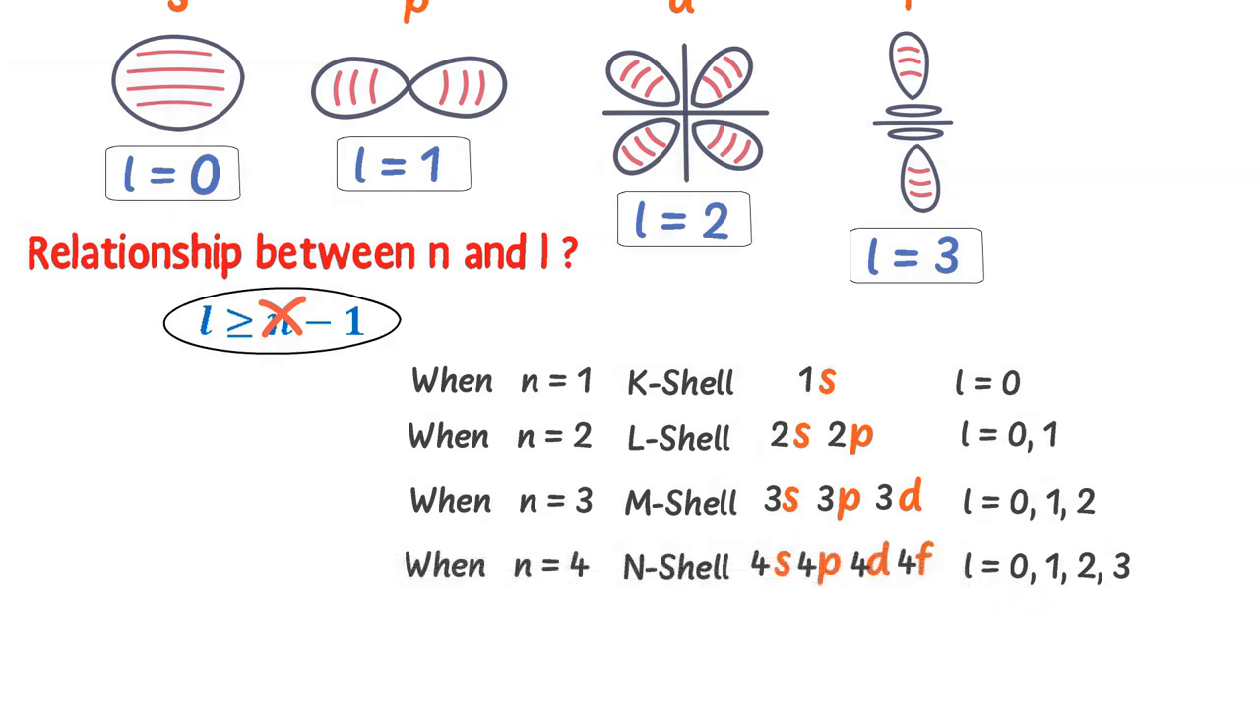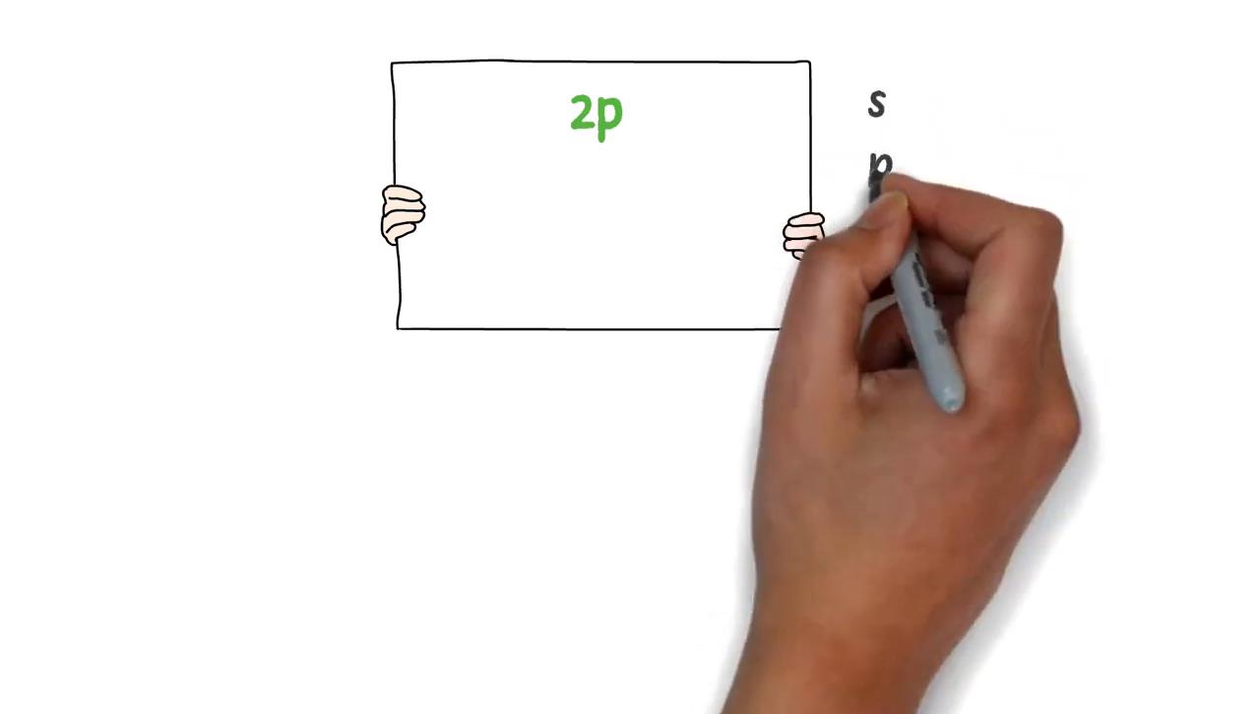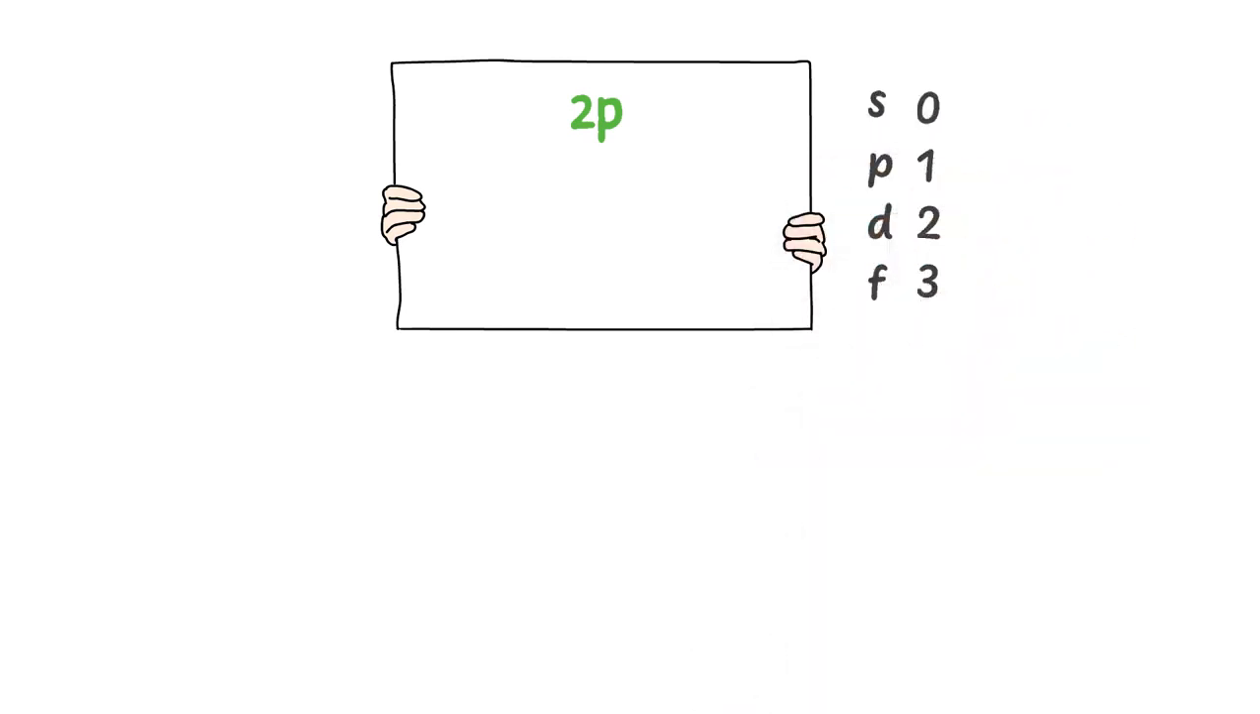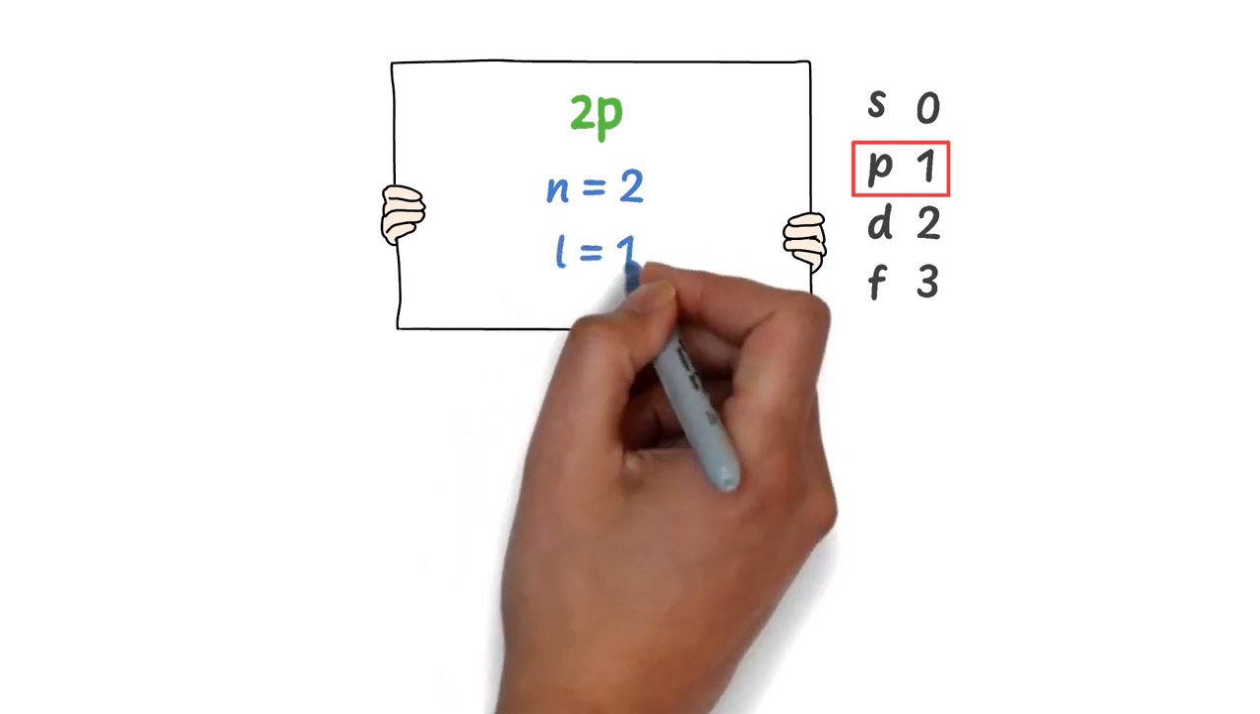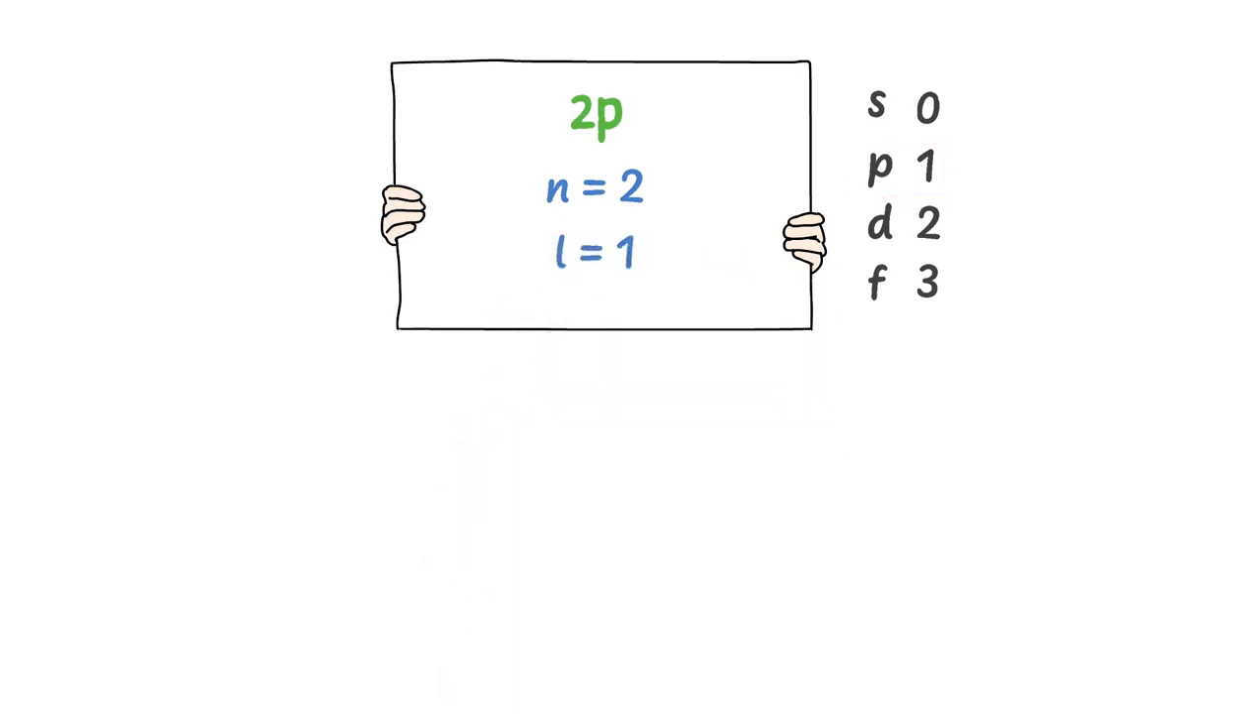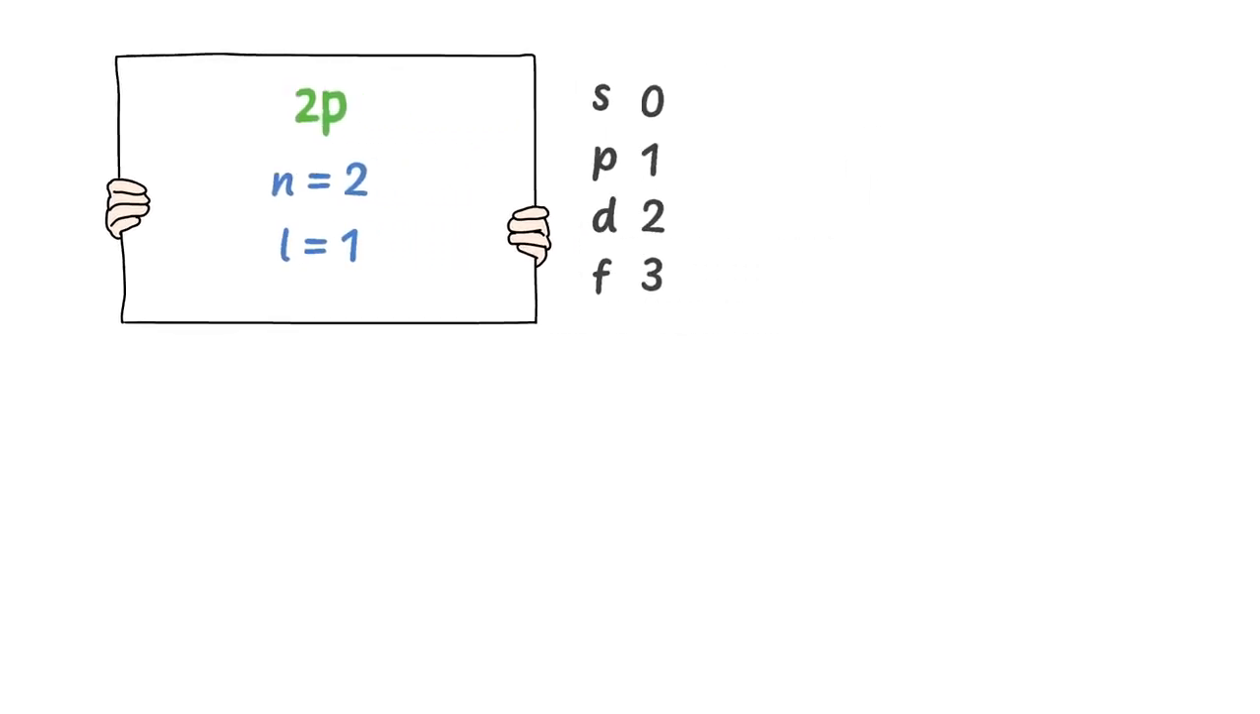Now how can you use this trick in any exam to find the values of n and l? For example, consider 2p. Well, always write s, p, d, f and 0, 1, 2, 3 at one side of the page. Here n is equal to 2. The value of p is 1, so l is equal to 1. Hence for 2p, n is equal to 2 and l is equal to 1.